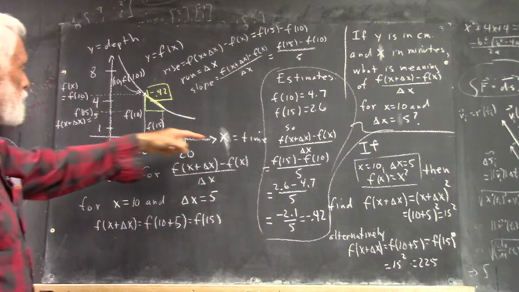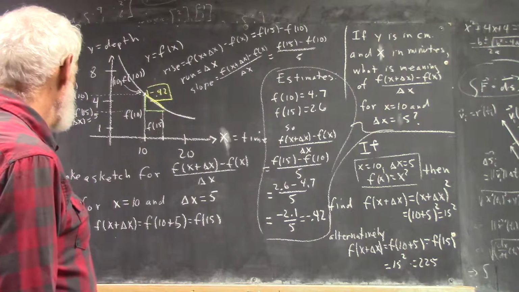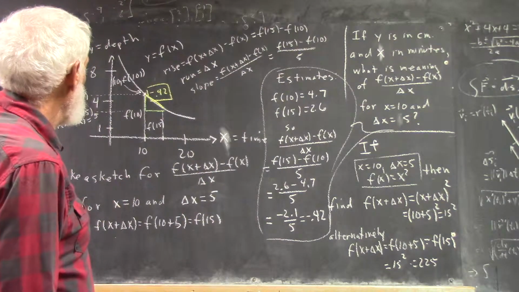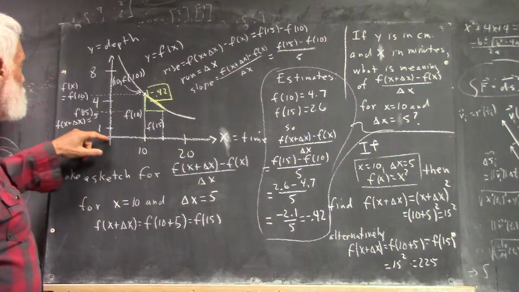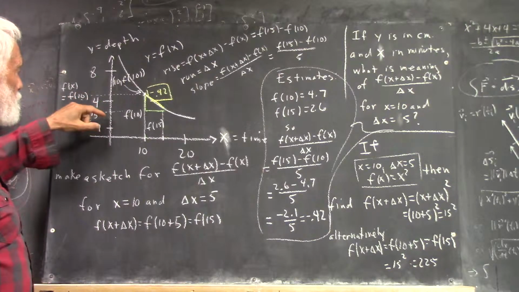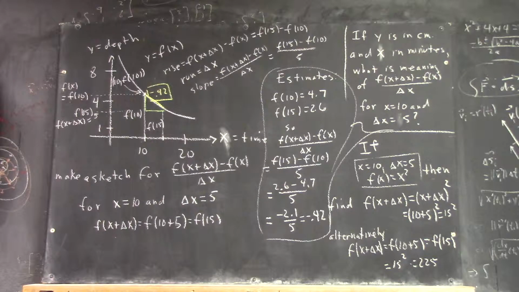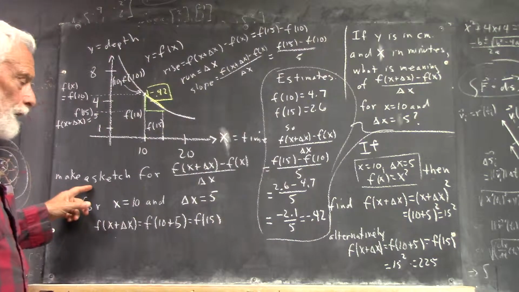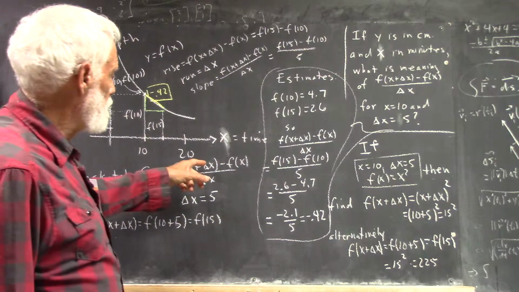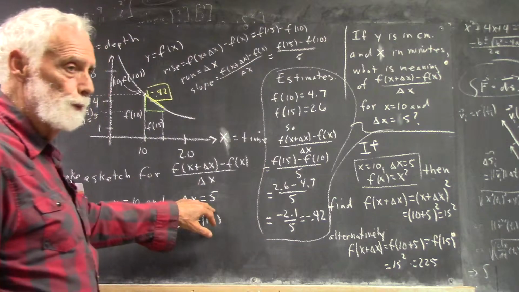Anyhow, so we got time running from 0 to 10 to 20, and we have depth running from 0 to 8. So, we'd subdivide this interval in half, we get 4. We divide this in half, and then in half we get 1. So we see where our numbers are. So what we asked was, okay, let's make a sketch for f of x plus delta x minus f of x over delta x for x equals 10 and delta x equals 5.